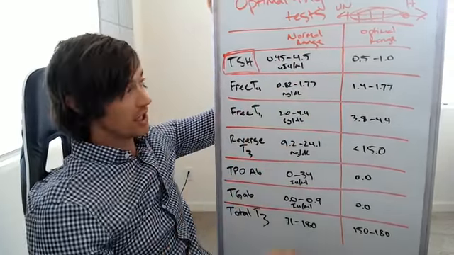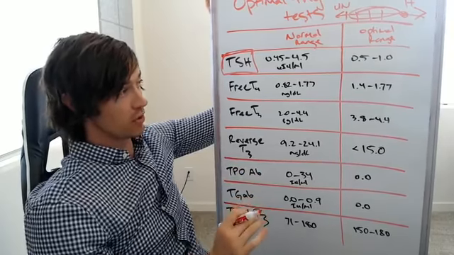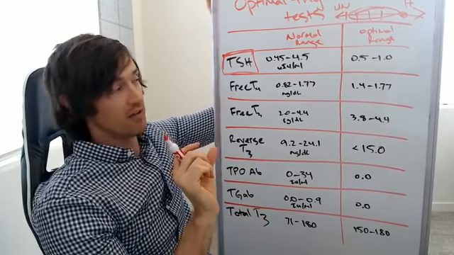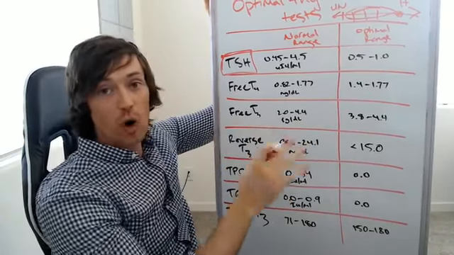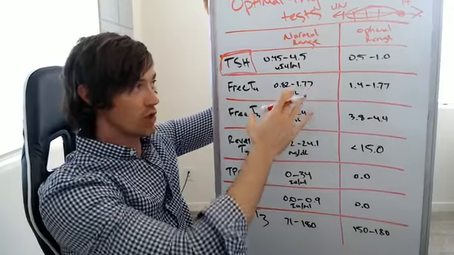Now, what I've done here is I've already done the calculations for you, and I've created them in such a way where you can just input your own thyroid lab test into here and see where you fit on this spectrum. Are you normal or are you optimal?